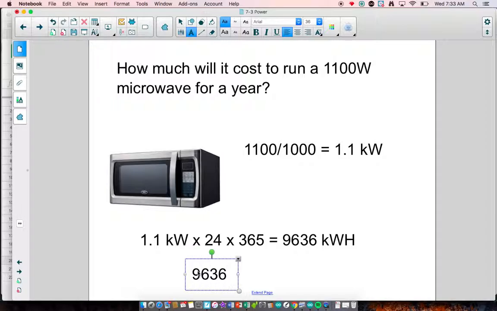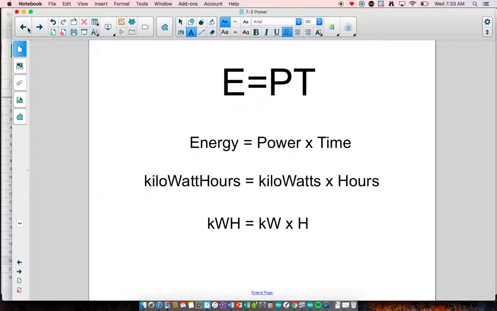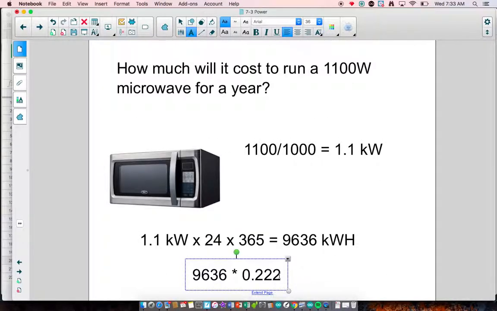Now the price per kilowatt hour is 22 cents, so you do 9,636 times the number from Fairbanks from before, 0.222, I think it was 87, is that right? Yeah, 0.22287. So how much is it going to cost you? 0.22287 for 1 year. It will cost you roughly $2,147.58.